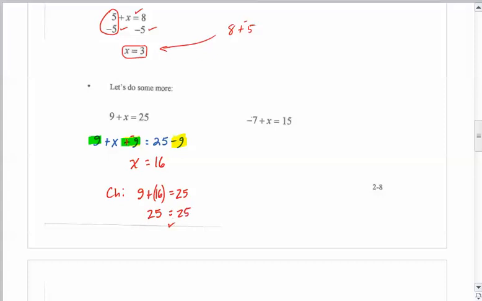All right, so what about this second one here? I'm going to create a 0 right here, because if that's something being added to x, I want that to be 0. So what do I have to do? Well, I could just add a 7 to both sides. That's going to give me an x on the left and a 22 on the right. And if I put that back in, negative 7 plus 22 is equal to 15. Is it equal to 15? Indeed, it's equal to 15.